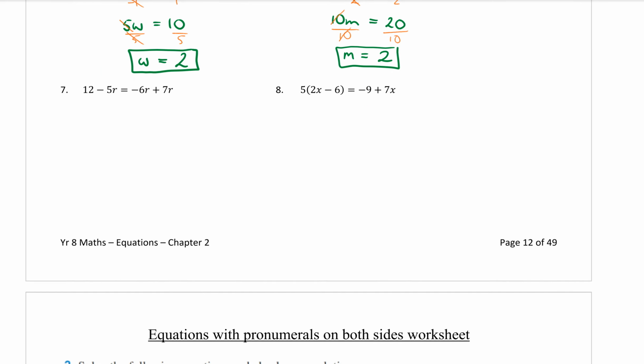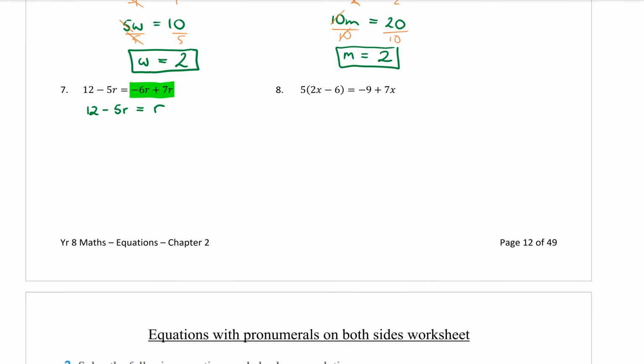Question 7. We have negative 5r, and on this side, we've actually got 2r terms. So before we can move things across to get them all to swap sides, we need to collect up the ones that are on the same side. Now that is just adding together like terms. So I'm not going to do anything to the left-hand side of this equation yet. 12 minus 5r, but minus 6r plus 7r being next to each other, minus 6 plus 7 makes 1, or just r.